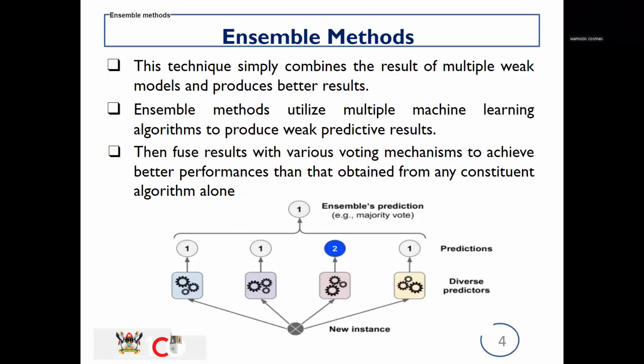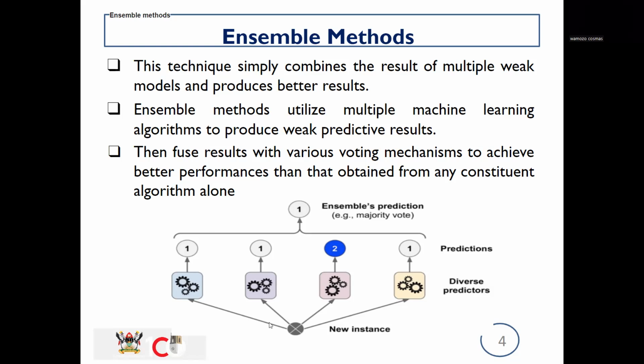One of these ways is ensemble methods. With ensemble methods, we mean you combine multiple weak models to produce better results. A perfect example of this is a random forest, which combines multiple decision trees to produce a more generalized model. Ensemble methods utilize multiple machine learning algorithms to produce better results, and they use several methods to fuse these results.